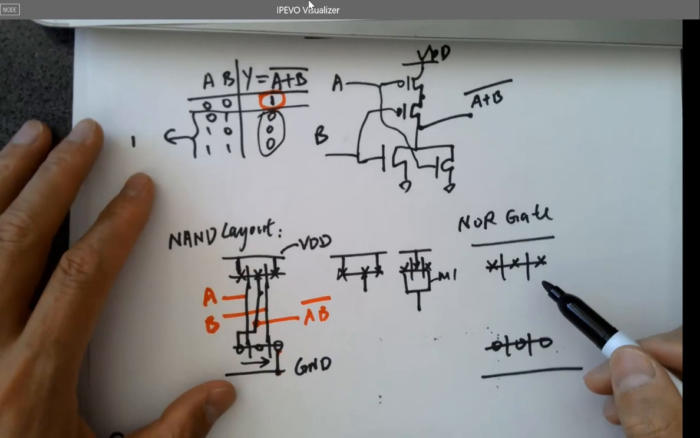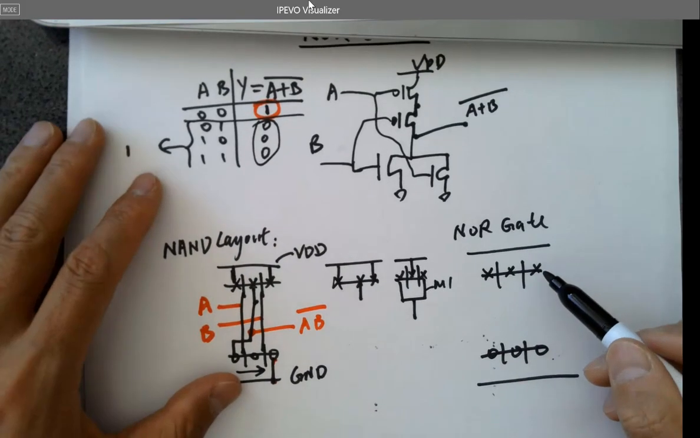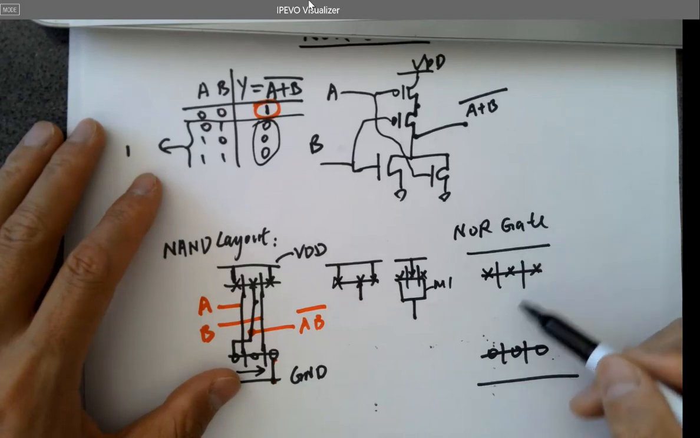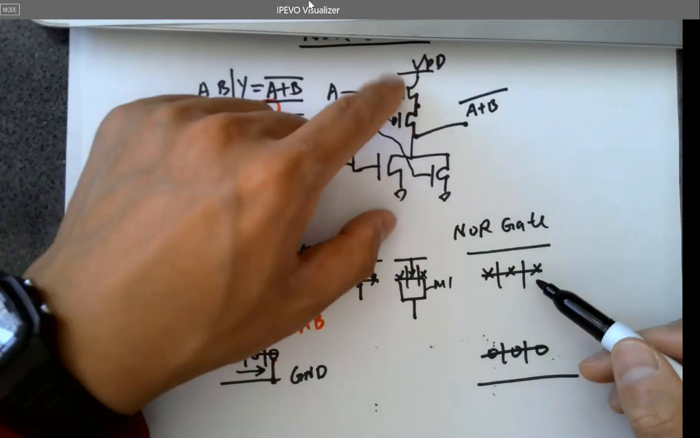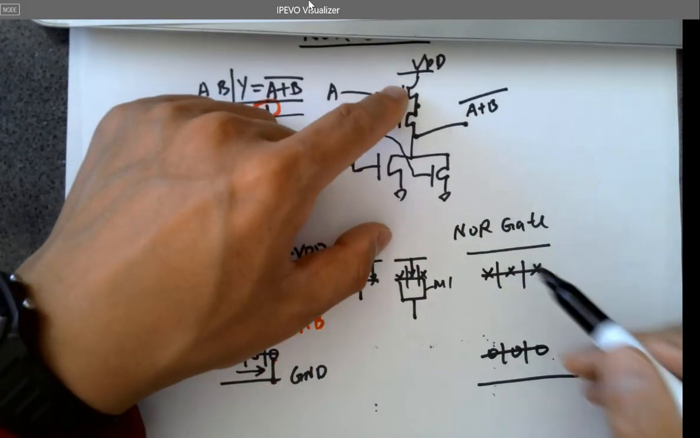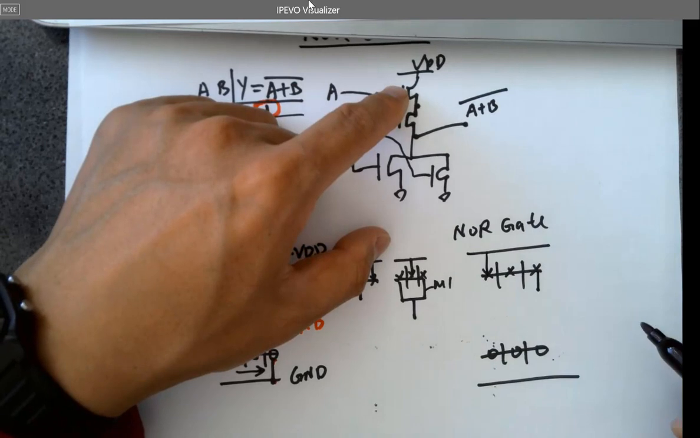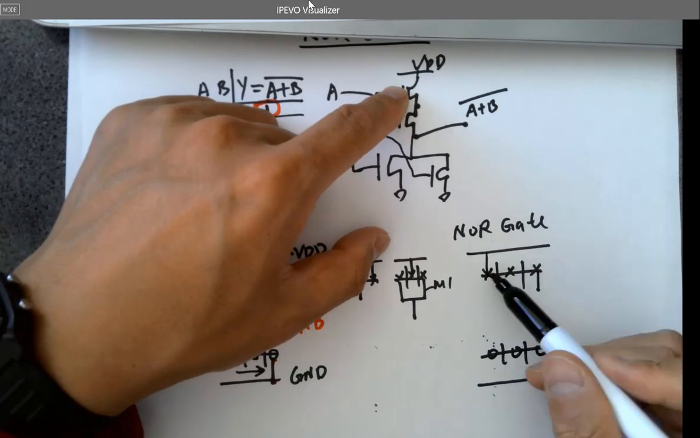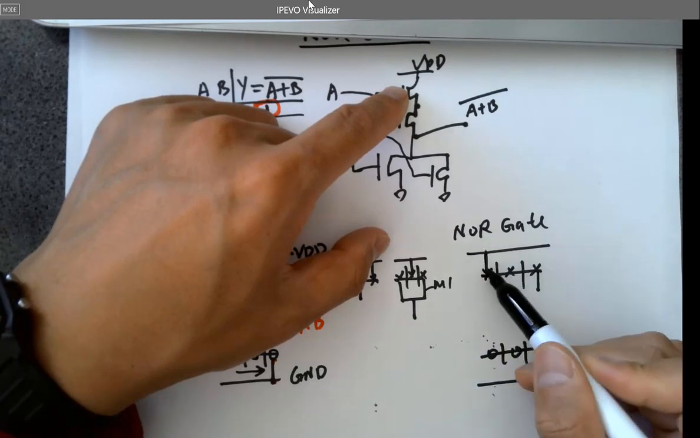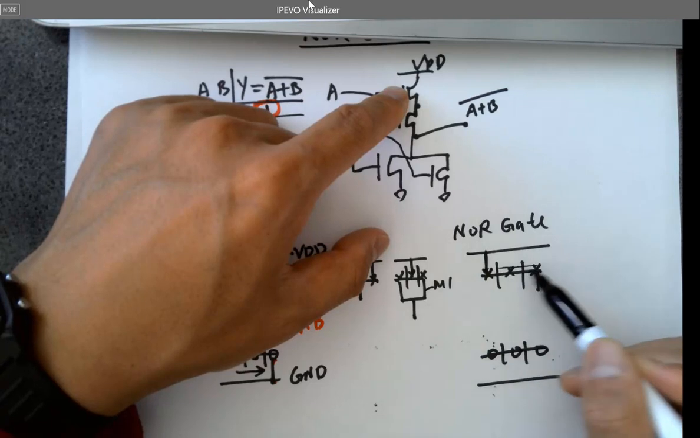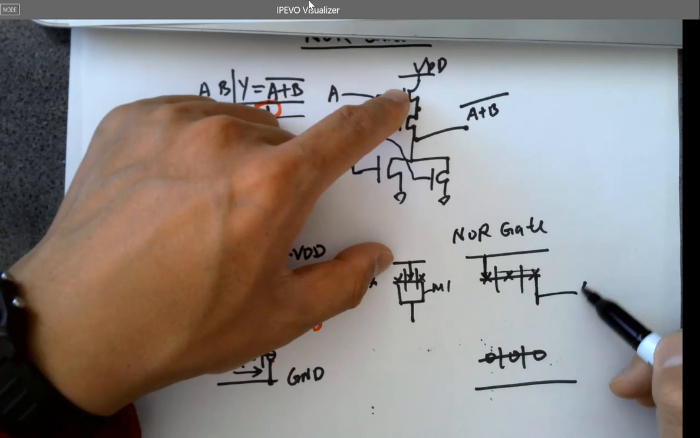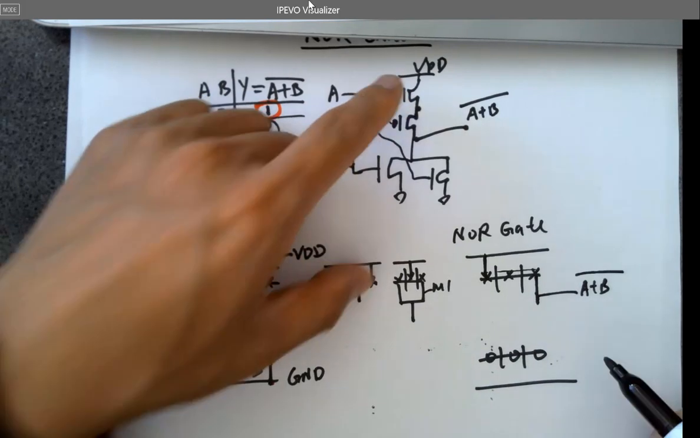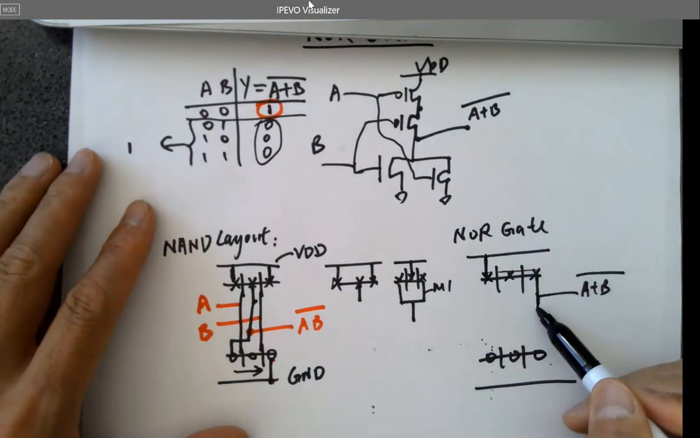So what about this one? NAND gate, or NOR gate. Two PMOSes on top in series. Okay, so the current flows that way from power, goes through two channels, and here's the output. Okay? And this one reaches where?